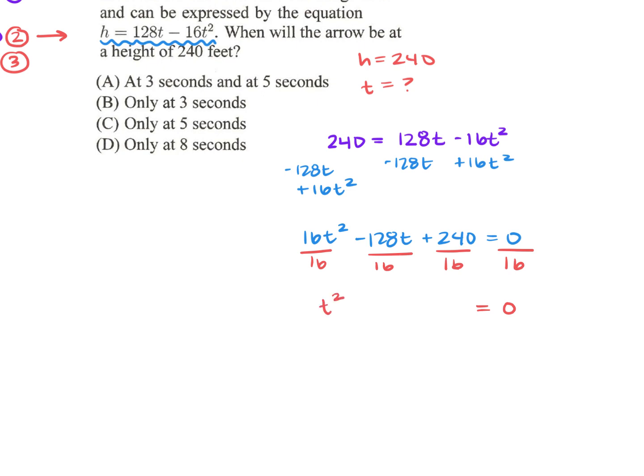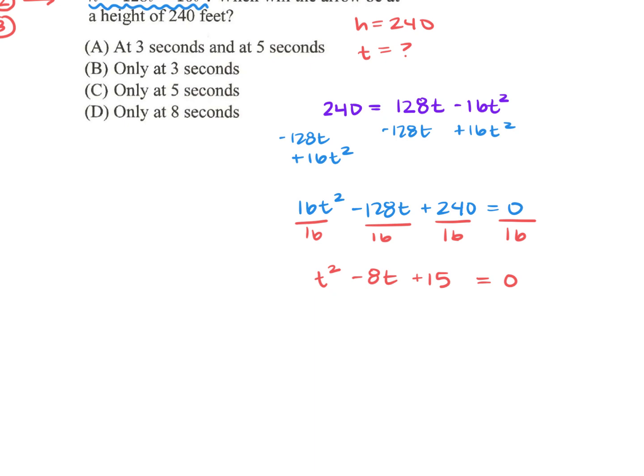So 16 divided by 16 is 1, so that's 1t squared. Negative 128 divided by 16 is negative 8, so that's minus 8t. And then 240 divided by 16 is 15, so that's plus 15. Hey, solving quadratics, we can solve by factoring, or we can solve with the quadratic formula. I always like to factor if possible.